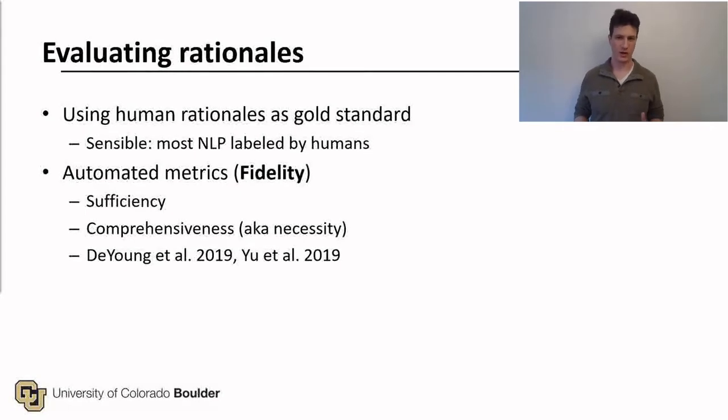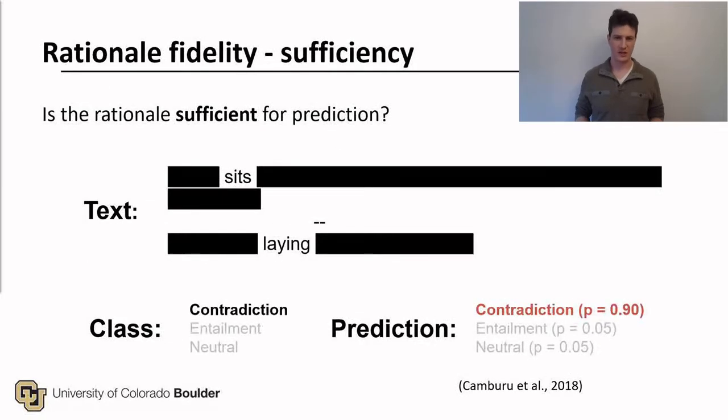Among the latter type, a prominent recently proposed metric is Fidelity, which is divided into the submetrics of sufficiency and comprehensiveness, aka necessity. Sufficiency measures whether the rationale alone is sufficient to allow the model to make the same prediction as it did with full information. If this particular rationale that we're looking at here were highly sufficient, then the model would, on the strength of these two words alone, assign a similar probability to the contradiction class as to what it did with the full information, which was 0.96 in our hypothetical example.